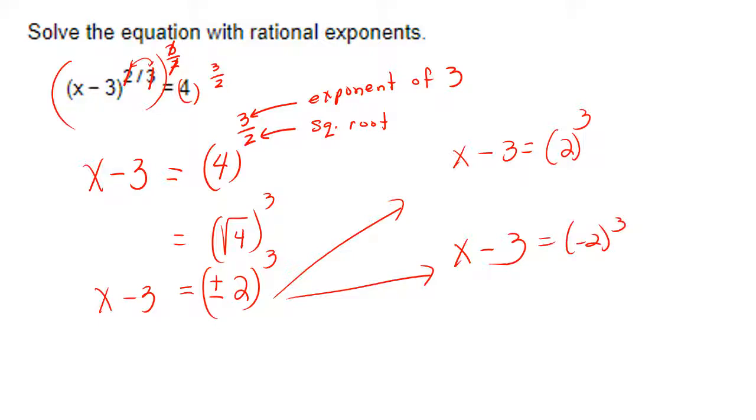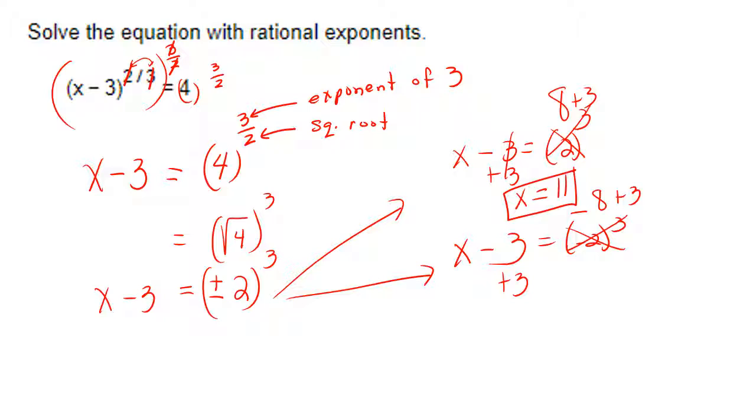Now, positive 2 cubed is 8. Negative 2 cubed is negative 8. And if we solve, we add 3 to both sides. So x equals 11 is one solution. Add 3 to both sides. X equals negative 5 is the second solution. I hope this has helped.